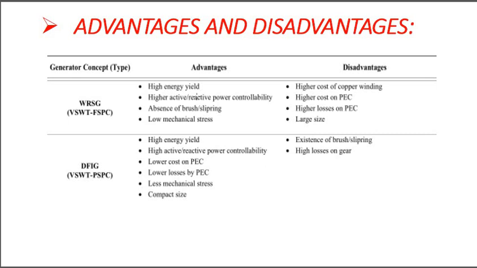converters, and large size. Now for the last one, DFIG, doubly fed induction generator. The advantages for it: high energy yield, high active reactive power controllability, lower cost of power electronic converters, lower losses in power electronic converters, less mechanical stress, compact size. Now disadvantages for the DFIG: existence of brushes and slip rings, high losses on gear. So these are the main disadvantages for the DFIG.